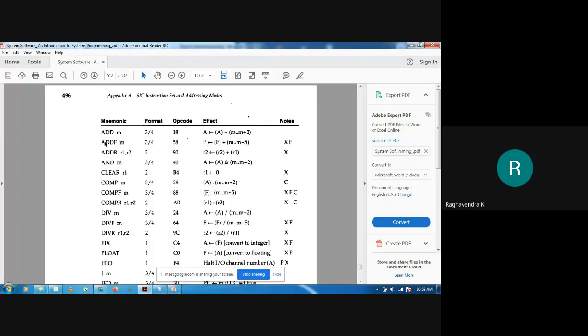So we have got add, addf, addr. Both SIC and SIC/XE instructions are present here. It also specifies whether it's a format 3 or a format 4, or whether it can be either format 3 or format 4. Like you can observe here, there is format 3. I hope you're able to see this.